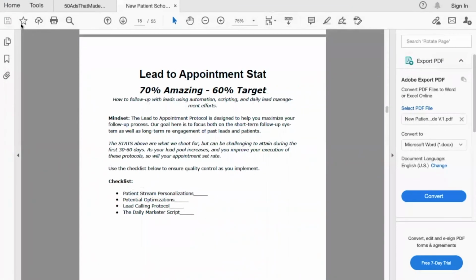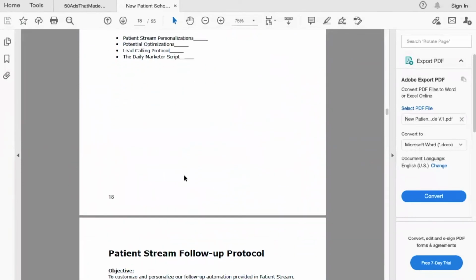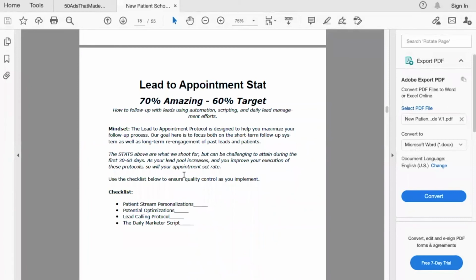Now, this is on page 18 of the New Patient School handbook. The checklist here is written so you can say, okay, how did we do on personalizations? How did we do on optimizations? How do we do on lead calling? How are we doing on the daily marketer script?